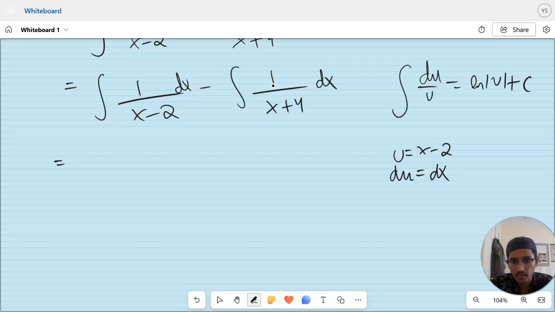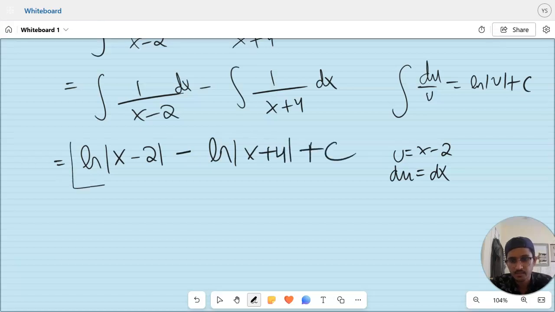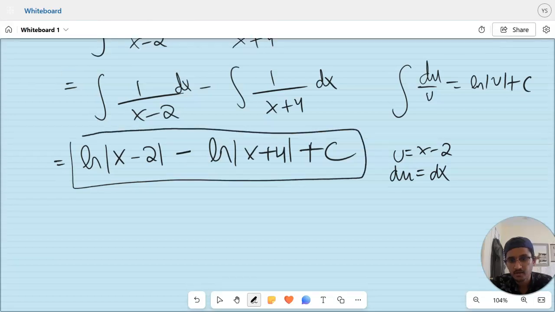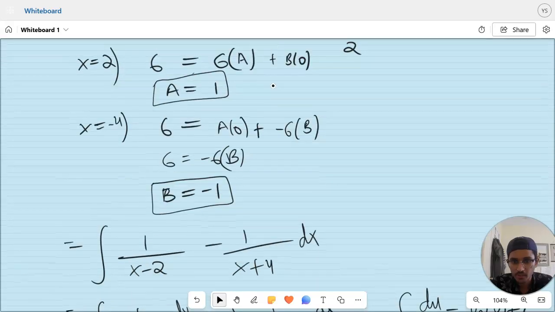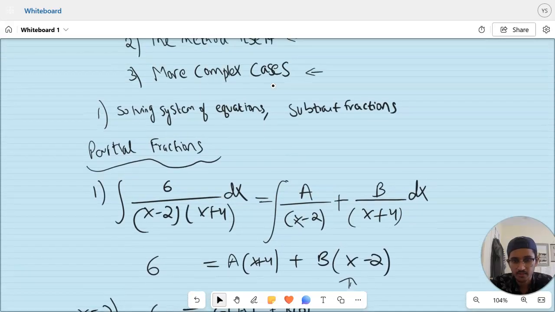So what our answer is going to look like, we find the integral of this, so it's going to be ln of the absolute value of x minus 2 minus natural log of x plus 4 plus c. Alright guys, that is our answer. And if you have a look, that's basically how we do the partial fraction method.